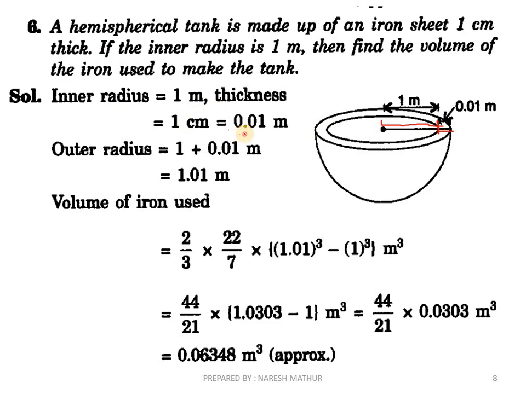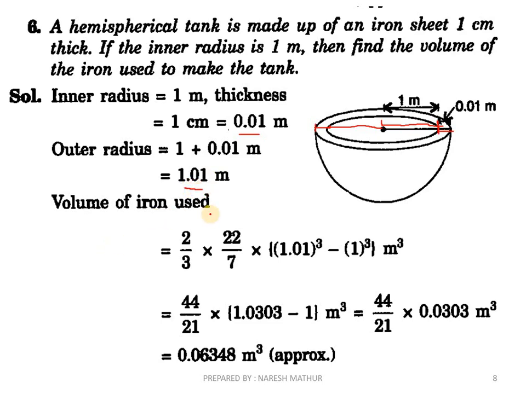Alright, so first of all, we are given the thickness as 1 centimeter. We can convert it into meter, so it would be 0.01 meter. What should be the outer radius? See here, the inner radius is 1 meter and the thickness is 0.01 meter, and then the outer radius would be 1.01 meter. Till here we have 1 meter, and here we have 0.01 meter extra. That is the thickness. So the outer radius would be 1.01 meter.